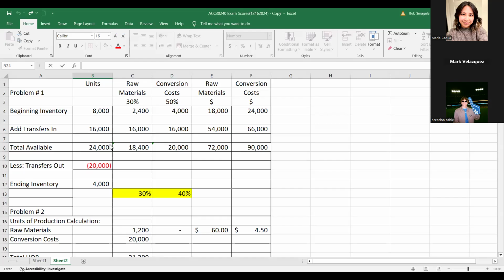Yeah. Okay. This is what I've been babbling about for the last few minutes. A simple template: beginning inventory plus transfers in gives you what you're responsible for. You transfer 20 out. I'm going to make this a little lower number for reasons of my own.